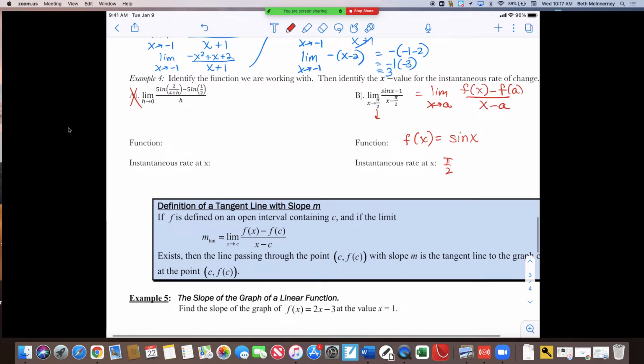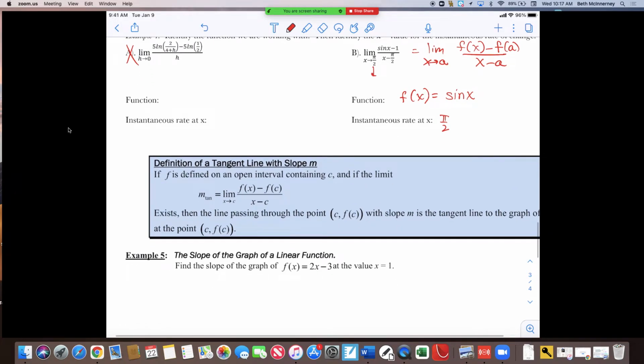All right, so the instantaneous rate of change is also referred to as the slope of the tangent line, okay? So we can take this limit as x approaches c of f of x minus f of c over x minus c. If the limit exists, then it is the slope of the tangent line at the point where x equals c. So let's look at example 5.